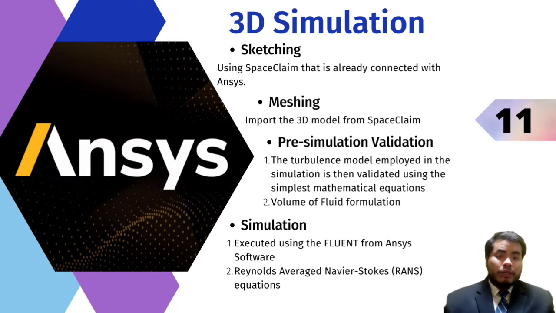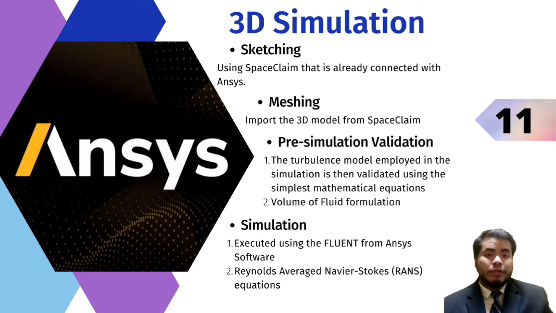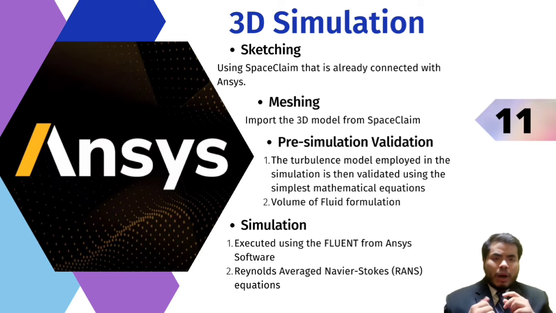Okay. For the second methodology, we have the 3D simulation. This 3D simulation has been divided into four different parts. First, we have the sketching. The 3D sketch is drawn on any XY plane, ZY plane or XZ plane by using SpaceClaim, which is already connected with my ANSYS software.